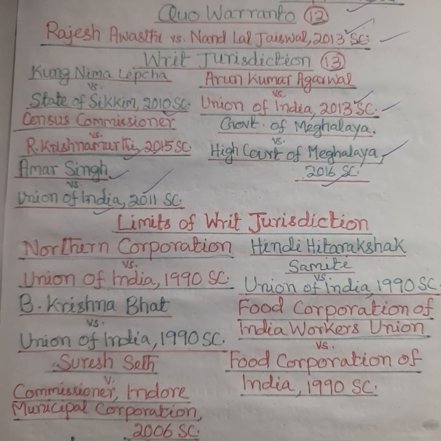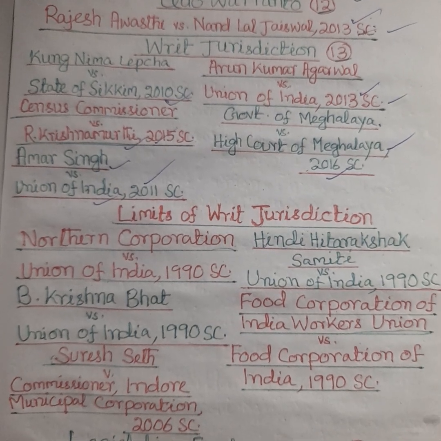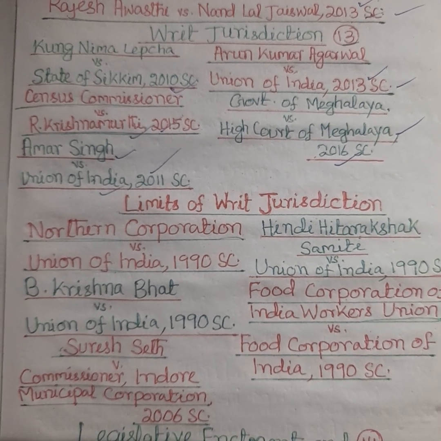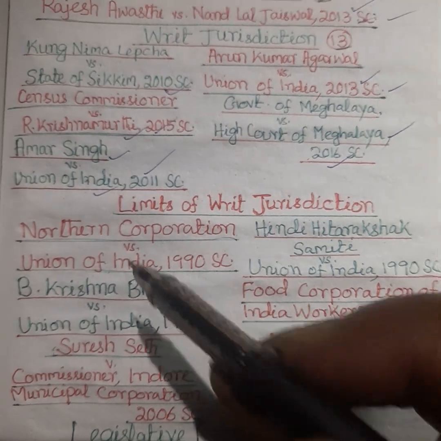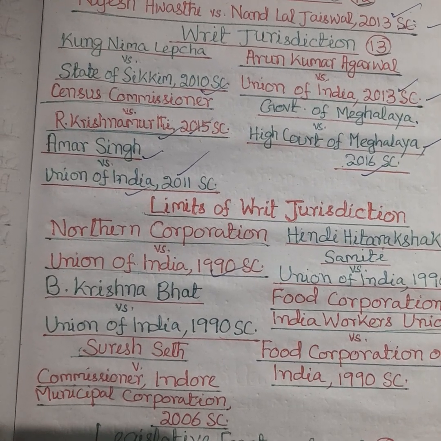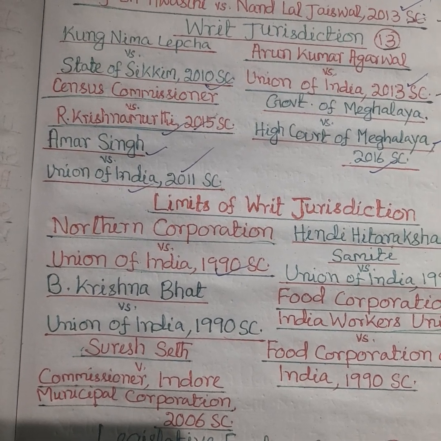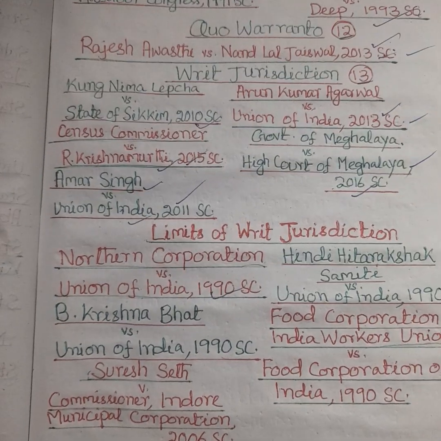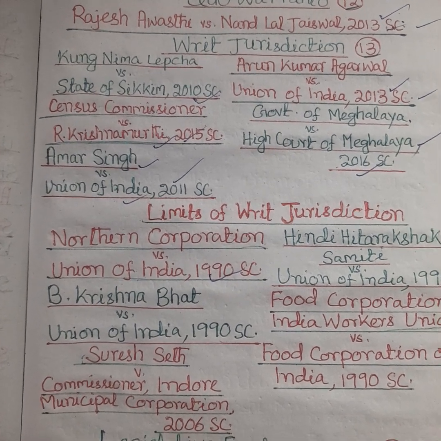And now we'll go to another important aspect, and that is relating to the limits of writ jurisdiction. In that connection, one important leading case is Northern Corporation versus Union of India. In 1990, the Supreme Court made the observation that policy preferences not involving fundamental rights cannot be agitated under Article 32. Articles of the Constitution cannot be meant to indicate policy preference.